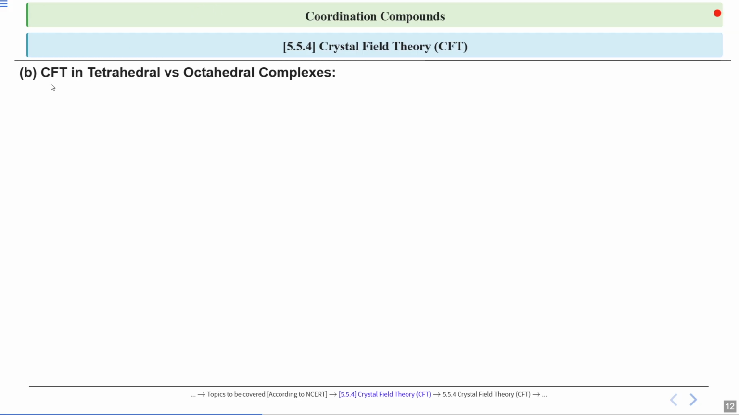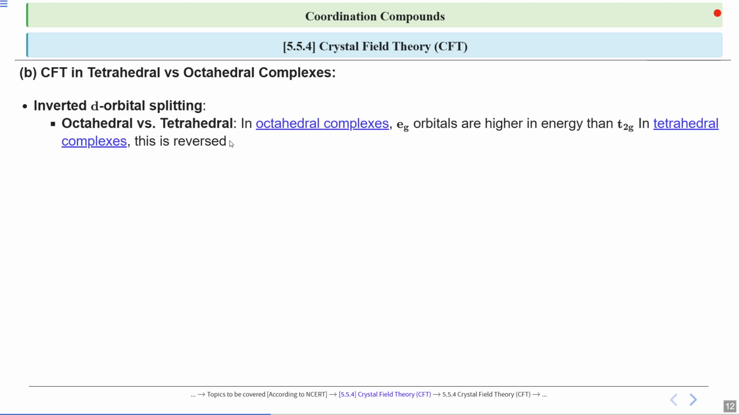Let's see the crystal field theory in the tetrahedral versus octahedral complexes. The first point is inverted d orbital splitting. If you compare octahedral versus tetrahedral complexes in terms of crystal field theory, in the octahedral complexes the eg orbitals are higher in energy than the t2g. So in the octahedral complexes, if you remember, eg is placed higher than the t2g.